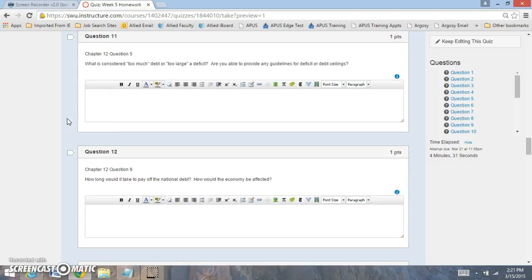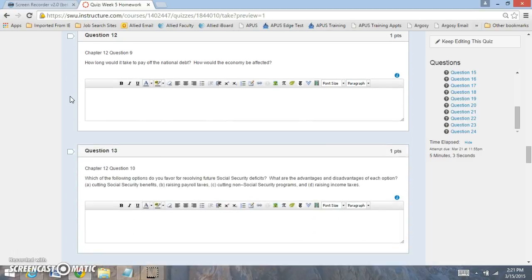Question 11. What is considered too much debt or too large of a deficit? Are you able to provide any guidelines? Now, with this question, the challenge we're facing in our economy is, don't focus so much on the number, focus more on the actual percentage of GDP. How much is our debt compared to a percentage of GDP? That's where you'd want to focus more. I think that'll make it much easier to understand.